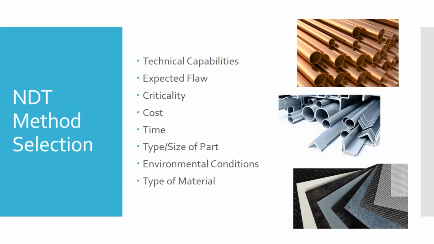So when we're deciding on methods, we have to take into account things like technical capabilities. What equipment do you have? What are you trained to perform? There might be more than one technique you can use to find a flaw. Right? You might be able to find a flaw, a crack for instance, using an eddy current tester or dye penetrant. But I can tell you, liquid penetrant and spray cans is a lot cheaper.